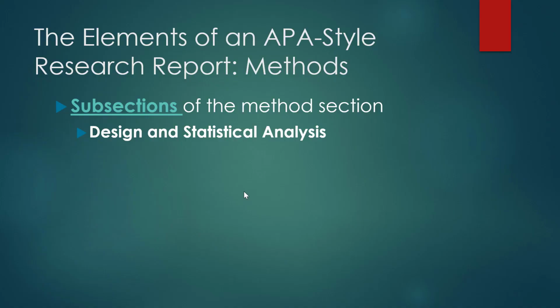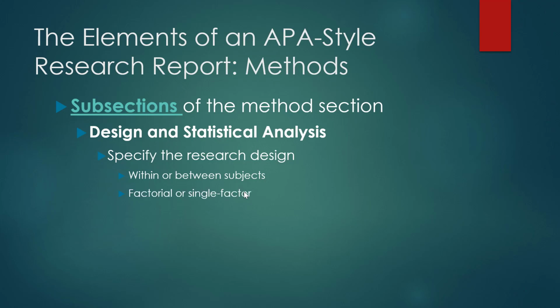The last subsection is the design and statistical analysis section. Here you're going to specify the research design. Was it within subjects? Was it between subjects? For most of you, it'll be either or. If you're doing a factorial design, you could potentially have mixed subjects. And then discuss if it's factorial or single factor.